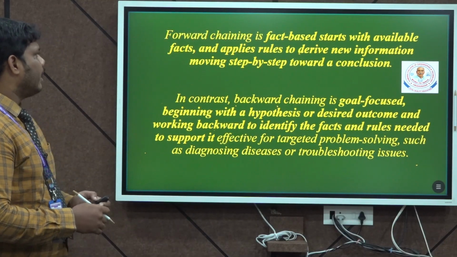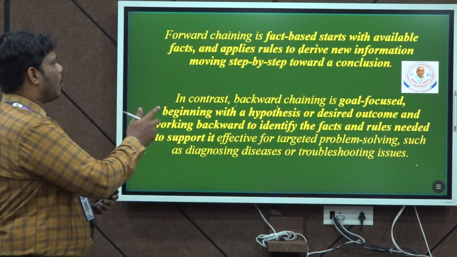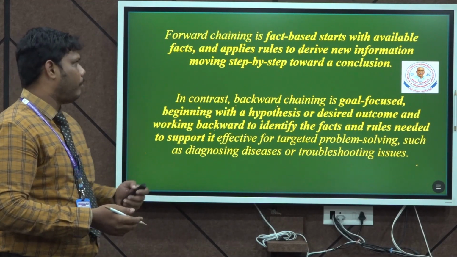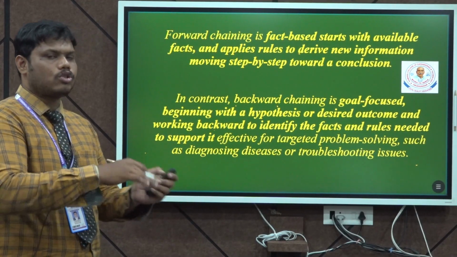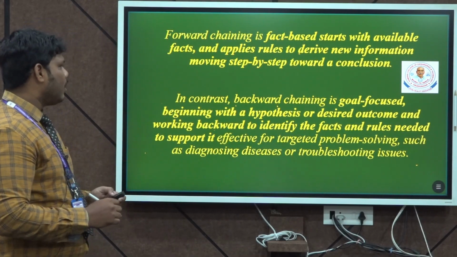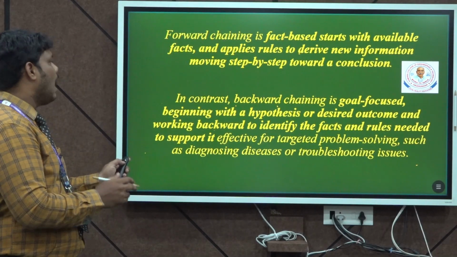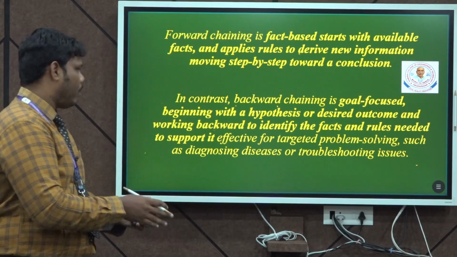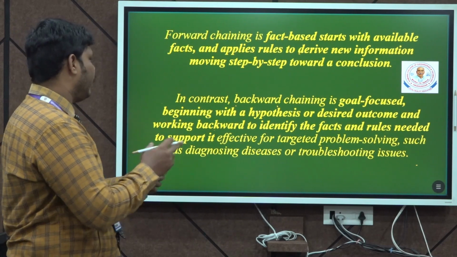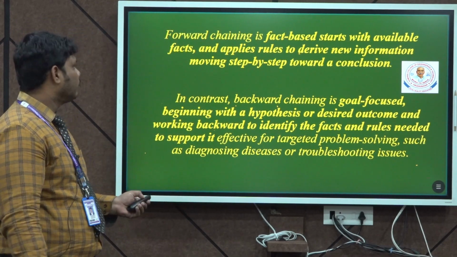So, forward chaining is fact-based: it starts with the available facts and applies the rules to derive new information step by step going forward, and gives a conclusion. But backward chaining is goal-focused: it begins with a hypothesis, and it has to identify the set of rules needed to support the goal.